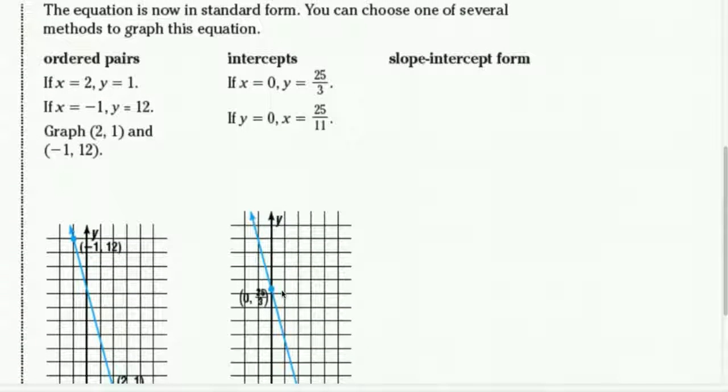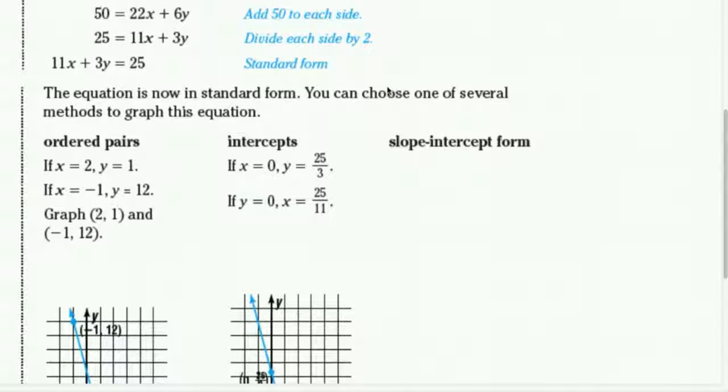And the last form that we're going to talk about is by using the slope-intercept form. That means we need to convert this into y equals mx plus b. So we copy the equation, and then we solve for y. So we subtract 11x from both sides, 11x plus 25, and divide both sides by 3. You have negative 11 thirds x plus 25 over 3.